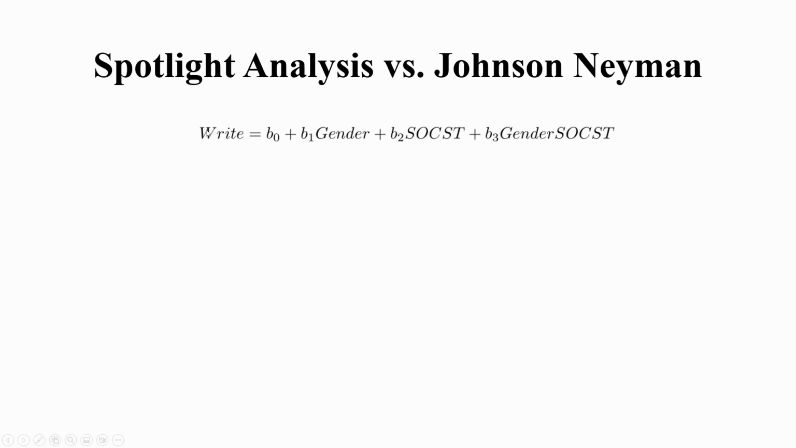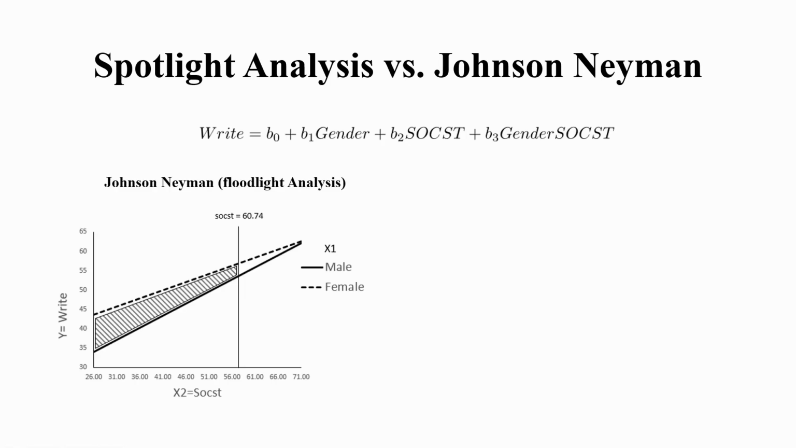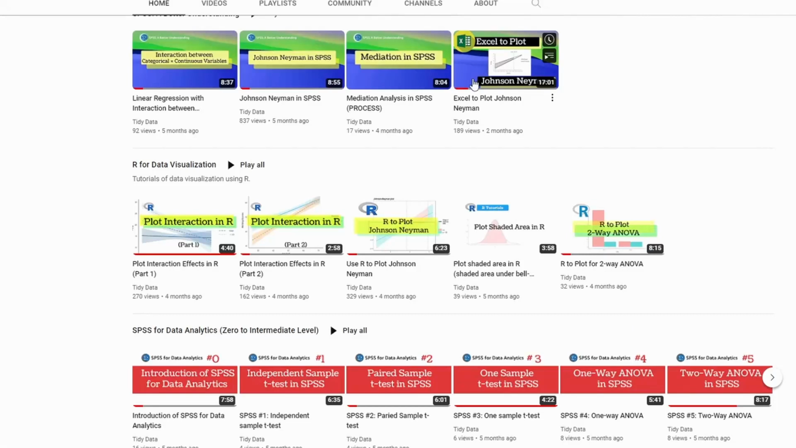The dependent variable is the student's writing score, and the predictors are student gender, the social science score, and the interaction between gender and social science score. We can use the Johnson-Neyman technique to plot this interaction. I have a video on how you can use Excel to plot the Johnson-Neyman. I'm going to put a link down below if you would like to know how to do so.